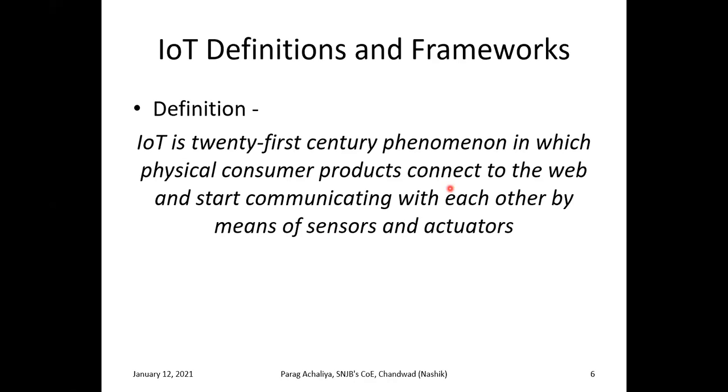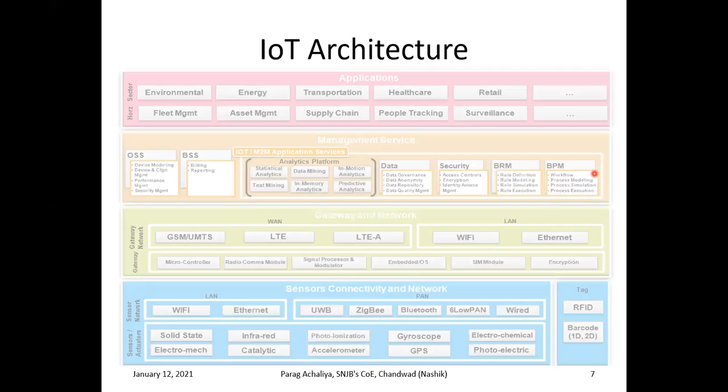So this is what the IoT application is, where the physical objects are going to connect to each other and they start communicating with each other through the web or through the internet. That is very important. So there should be the presence of internet in the IoT application. If there is no internet connection, it will become an embedded system.